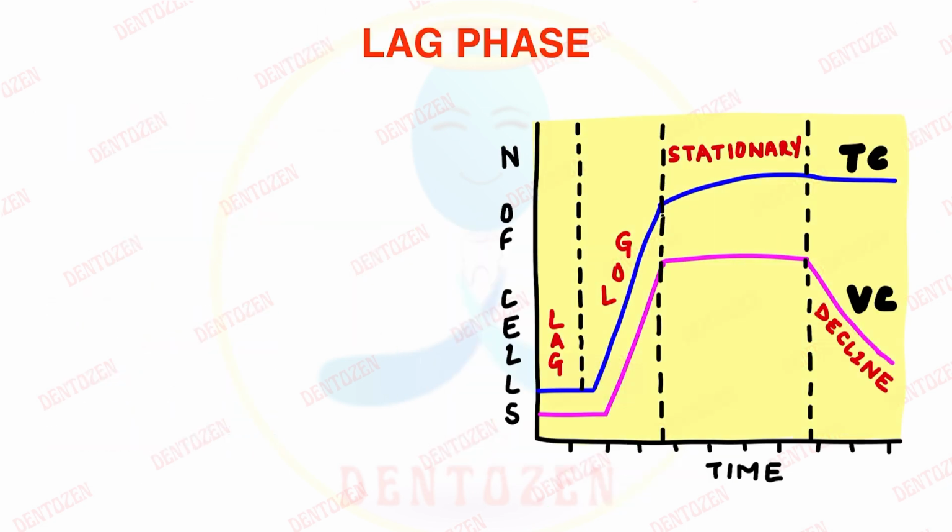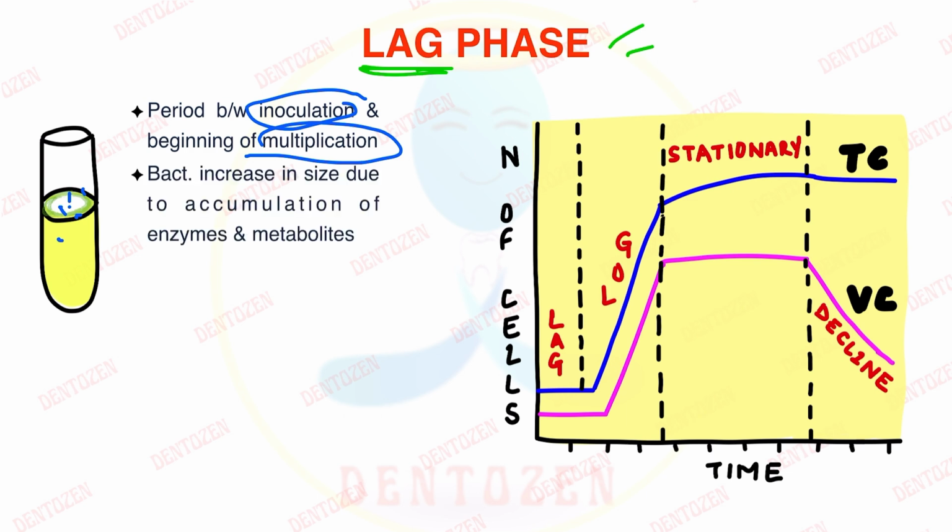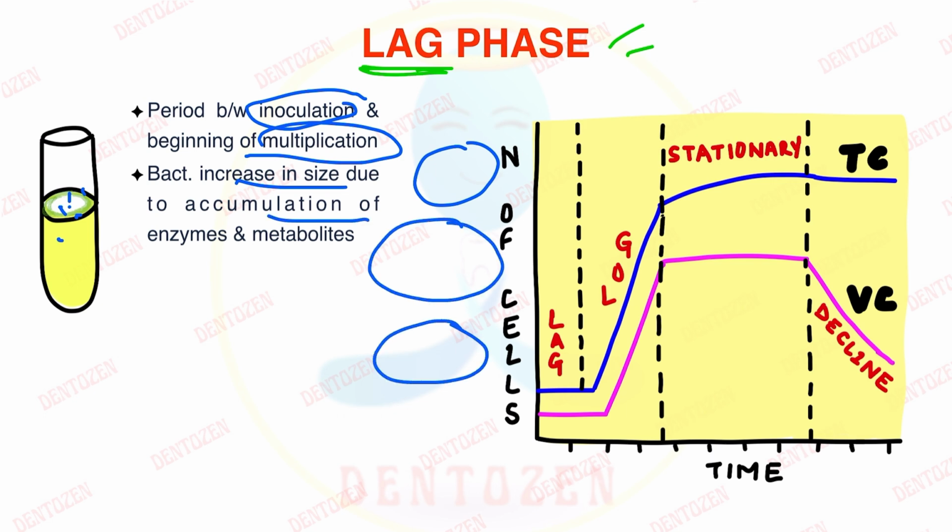First is the lag phase, as the word says, lag. So there is a lag. Why is there a lag? Because we have just put the bacteria into a new medium, so they need some time to adjust. This is the time they require between the inoculation, when we have just seeded the bacteria, and when they start dividing, multiplication. The time taken in between those two things is called the lag phase. So what are bacteria doing here? They are increasing in size. They are becoming fat, using nutrients by accumulation of enzymes and metabolites. This is the time that bacteria take to adapt to the new environment.